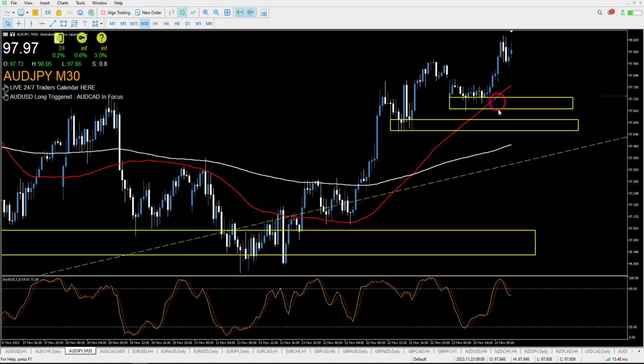On a 30-minute time frame, you can see the 50 moving average running through here quite nicely. So again, can we make our way down towards this point, find support where buyers have recently stepped in, and then look to get involved with the market there?